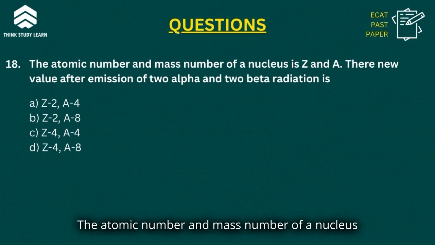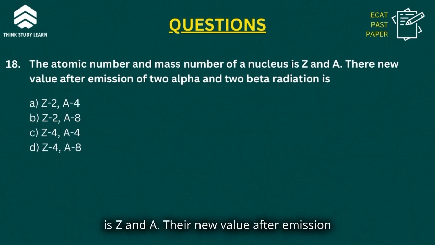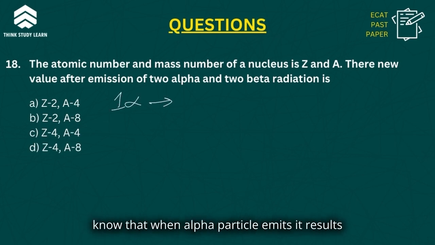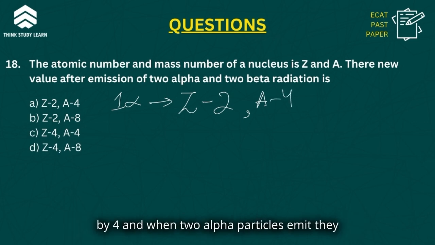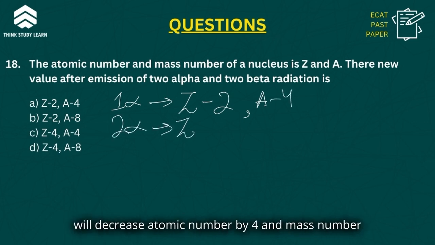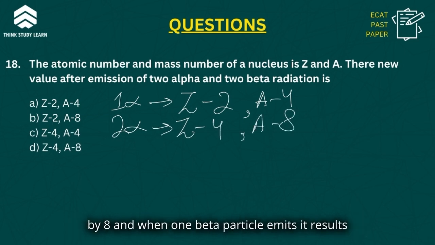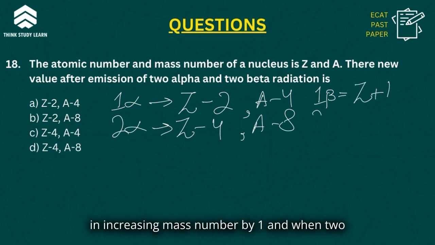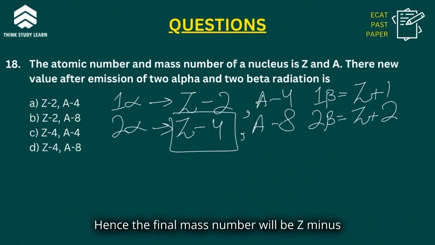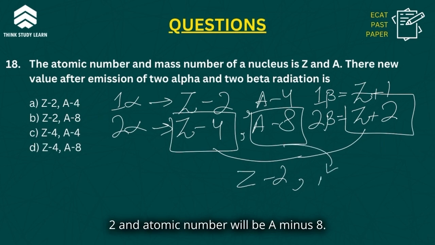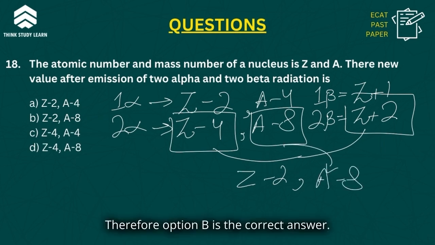The atomic number and mass number of a nucleus is Z and A. Their new value after emission of 2 alpha and 2 beta radiations is, we know that when an alpha particle is emitted, it results in decreasing atomic number by 2 and mass number by 4. And when 2 alpha particles are emitted, they will decrease atomic number by 4 and mass number by 8. And when 1 beta particle is emitted, it results in increasing atomic number by 1. And when 2 beta particles are emitted, they will result in increasing atomic number by 2. Hence, the final mass number will be Z minus 2 and atomic number will be A minus 8. Therefore, option B is the correct answer.